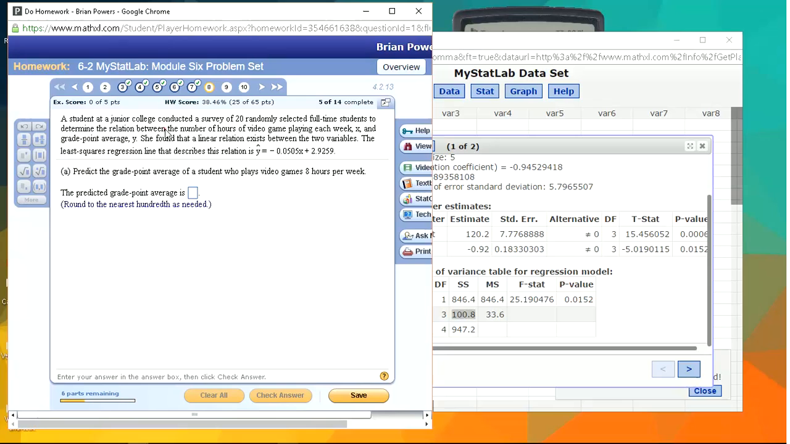Let's see. A student at a junior college, a survey of 20 randomly selected full-time students. So this is the model that he gets. Okay, so he's saying for somebody who plays x hours of video games, he predicts a grade point average of y.